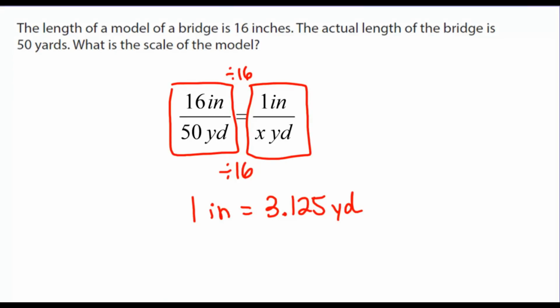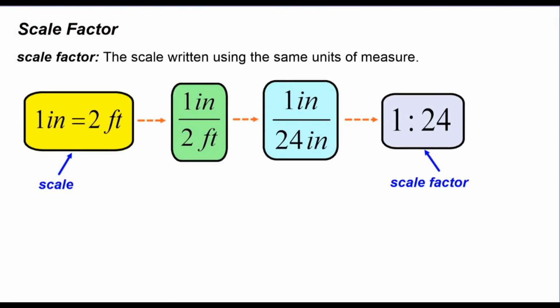So that's scale. And now we have something called scale factor. It's another way to compare the measurements on a model or a drawing to the actual object. We can use scale or we can use scale factor. And scale factor is slightly different than scale because scale factor is the scale, but it's written using the same units of measure. You'll notice that in the scales that we talked about previously, they use different units of measure, inches and feet, or inches and miles, centimeters and millimeters. They were two different units of measure. Well, when we convert these to be the same unit of measure, we then create the scale factor.